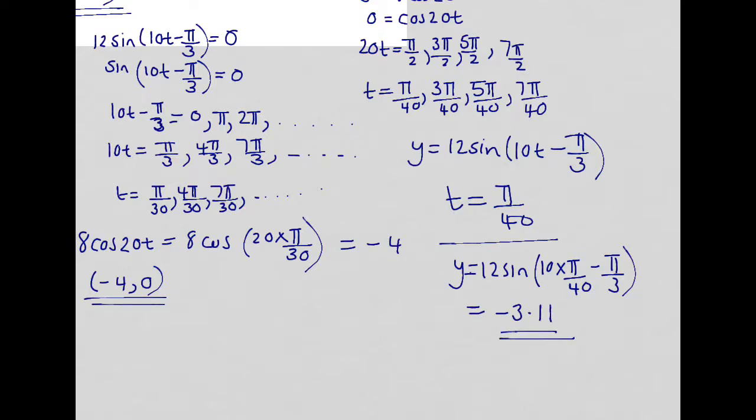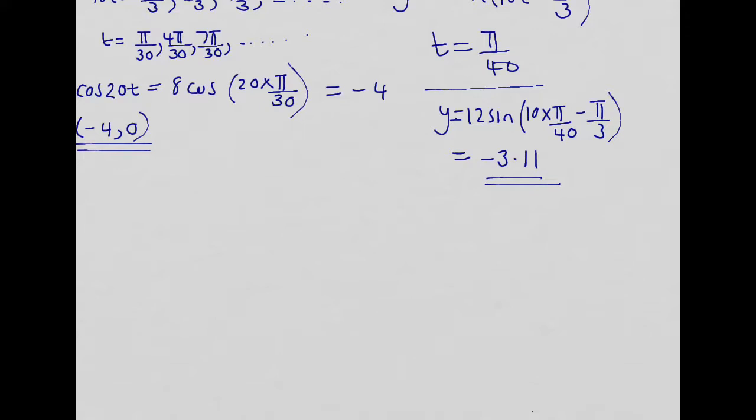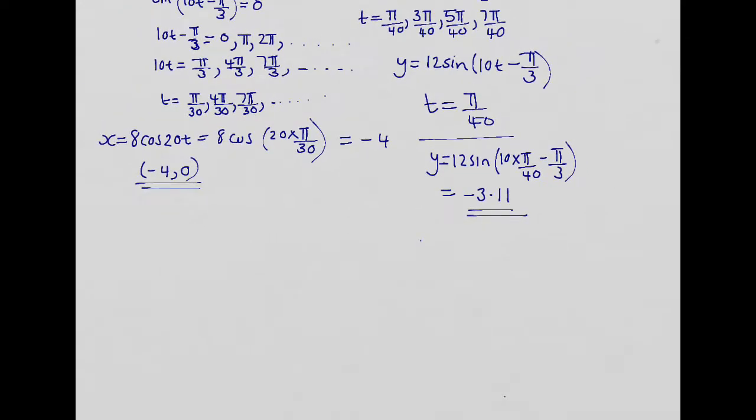So that's the first one. And you just keep going for each value. So I'm just going to then say, right, the next one is t equals 3 pi over 40. So you'd get y equals, so it's just substitution, which I'm sure you're brilliant at, just putting the numbers into the equation.